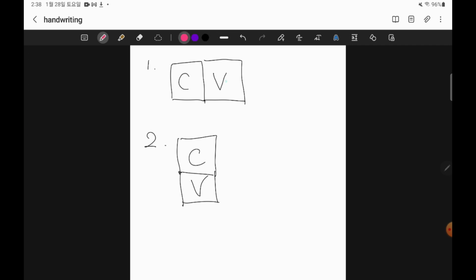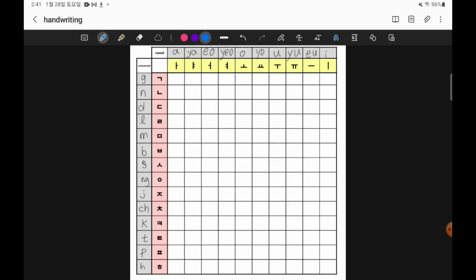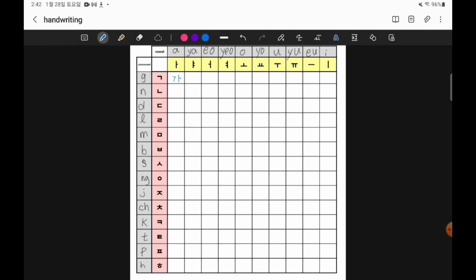And then there are two options where the following vowel can be placed. The first option is like this. The vowel should be next to the consonant. And the second option is like this. The vowel should be below the consonant. Please keep those two rules in mind. It makes it much easier to pronounce Hangul. Now we'll learn how each consonant and vowel is pronounced. Let's combine them. Let's try reading it yourself before I tell you how to read it.